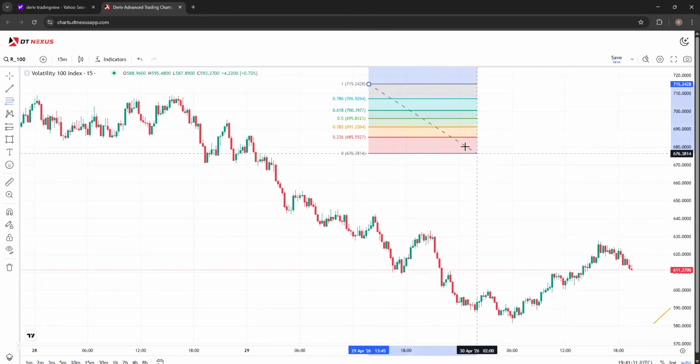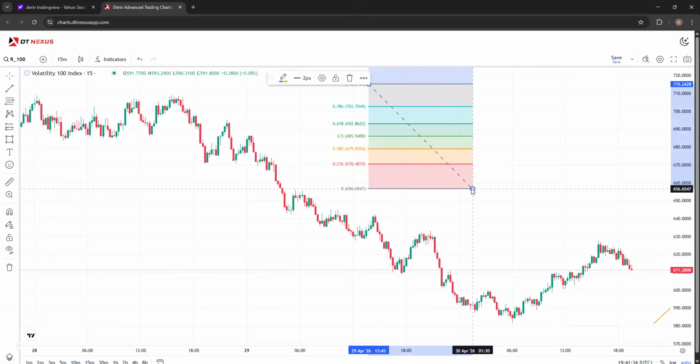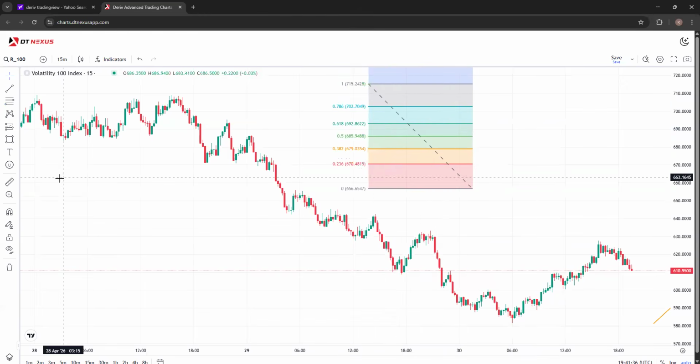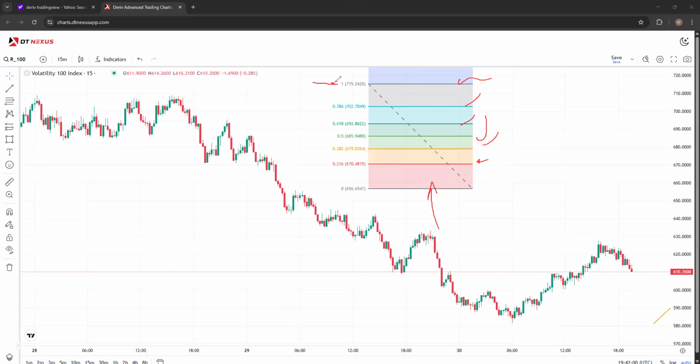So when you place it, what you're going to see is it's going to have different points, right? It has this 0%, it has this 0.236, it has the 0.382, it has the 0.5, it has the 0.618, it has the 0.786, and it has the 100%, right? Which in here is 1, right? So this is 0, and whatever happens in between, and this is 1, but this just means 100, right?